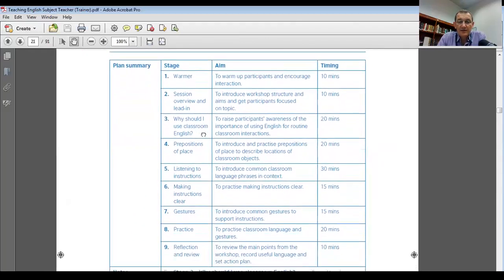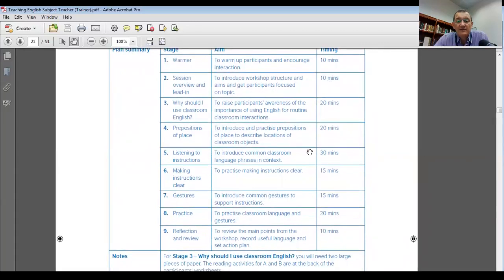The plan looks like this. Starts with a warmer, as always. So 10 minutes to get the participants back into the workshop atmosphere. Second stage is to introduce the structure and the aims, get the participants focused on the topic. So that's 10 minutes.